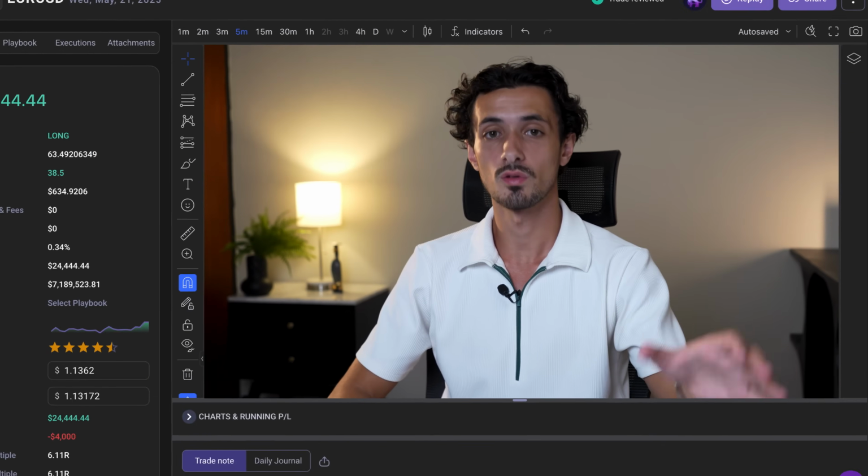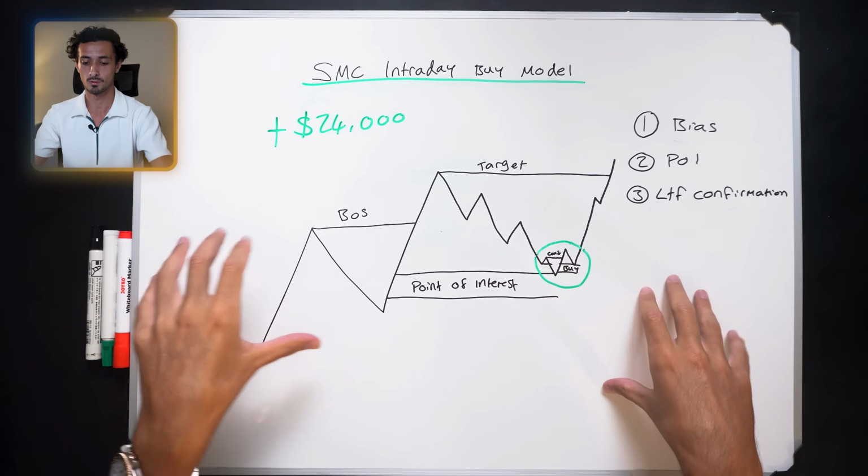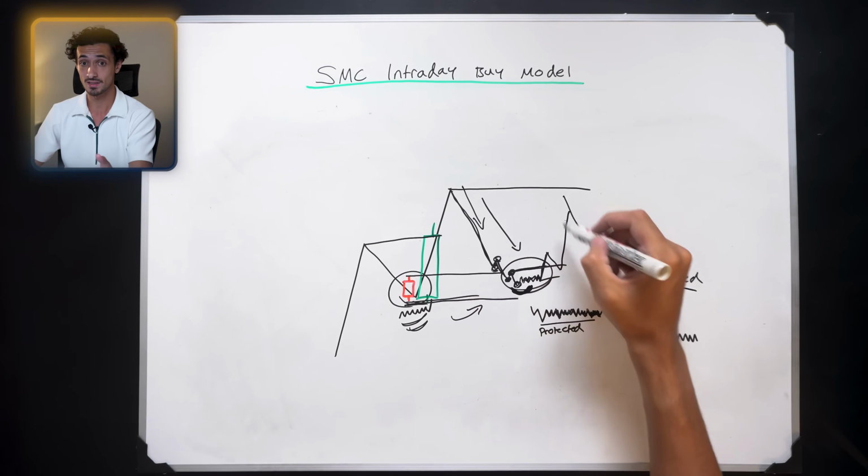I made $24,000 in a single trade trading this very simple SMC trading strategy. In today's video, I'm going to break down everything included in this strategy, so by the end, you can walk away with this model and trade it for yourself.